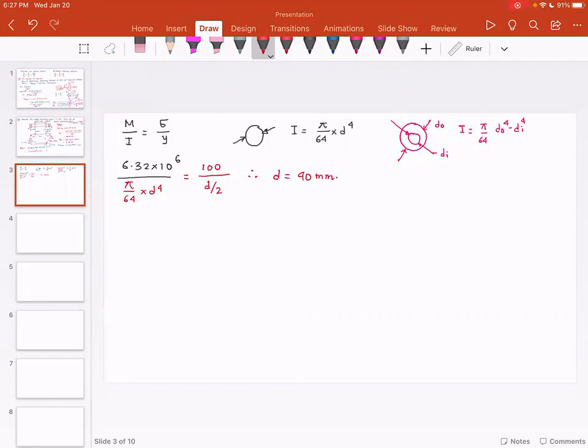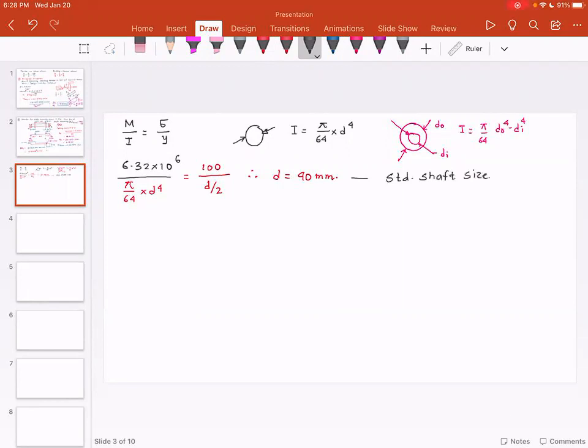And please note, I'm rounding off on the higher side. So if you get answer 88.5 or 88.9, I would just round it to 90 millimeter because this is a standard shaft size.